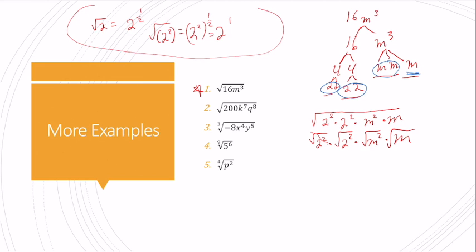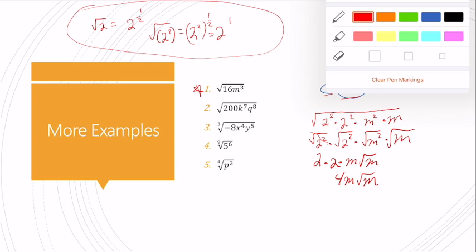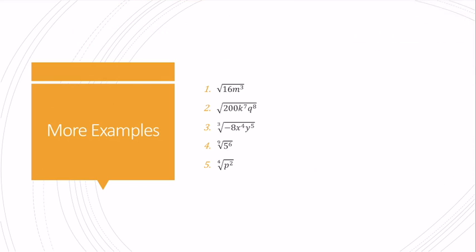So this is kind of where we came from if we think back to the beginning of this chapter. So I'm left with 2 times m square root of m. So I have 4m square root of m as my final fully simplified answer. All right, so we've completed the first problem. Why don't I go ahead and make us some more room, and we'll work on problem number 2.